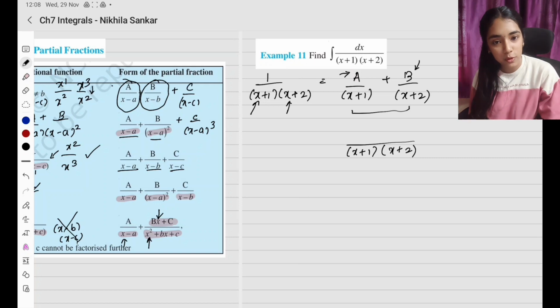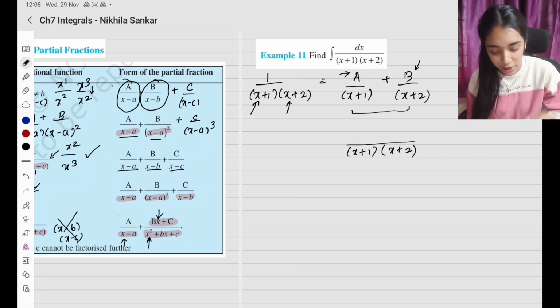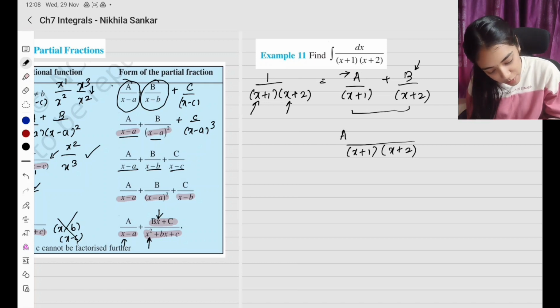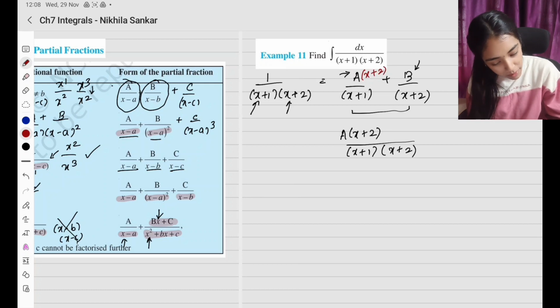இப்போ தானே நான் split பண்ணோம். Why are you again taking the LCM ன்னு நீங்க கேட்கலாம். அது எனக்கு கேக்குது. So இப்போ என்ன பண்ண போறோம்? LCM எடுத்ததுக்கு அப்புறமா a times what is missing here? I have to multiply by x plus 2. இல்லையா? x plus 2 ஆல multiply பண்ணாதான் LCM எடுக்க முடியும்.